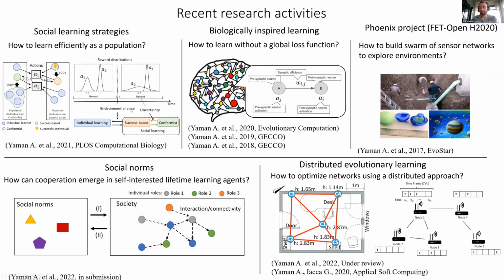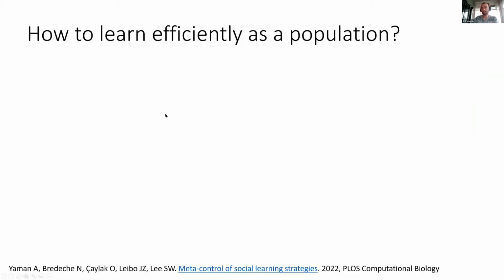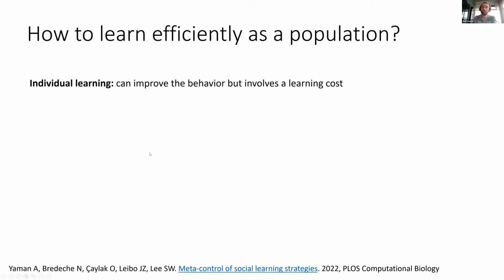So now I will discuss in more detail these social learning strategies. Here, the idea was, as I briefly mentioned, how to learn efficiently as a population. We have certain strategies. Individual learning can improve the behavior, but involves this learning cost. So this could be trial and error cost.